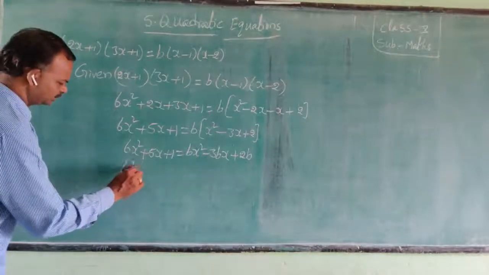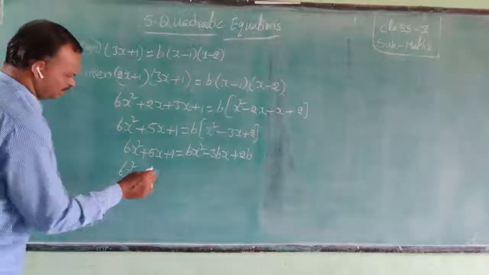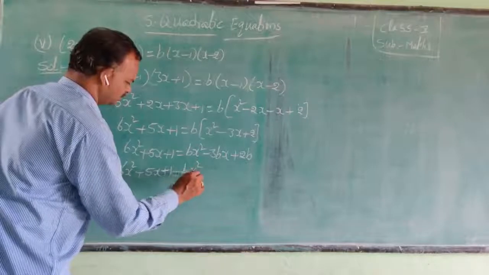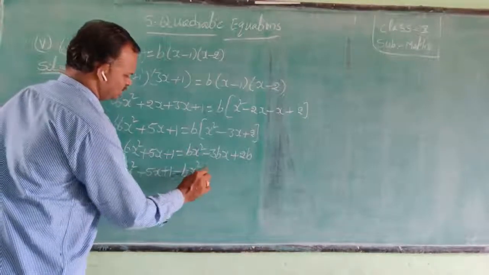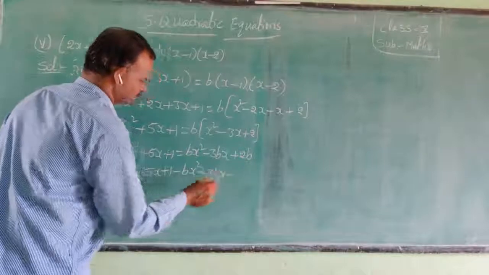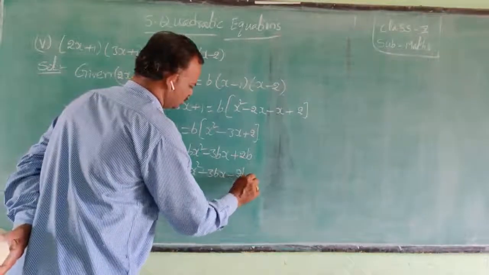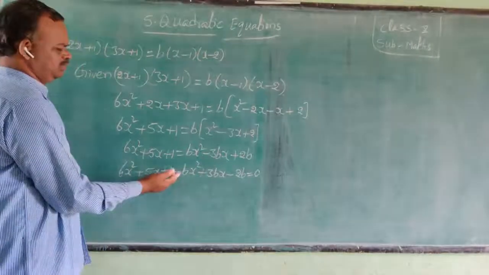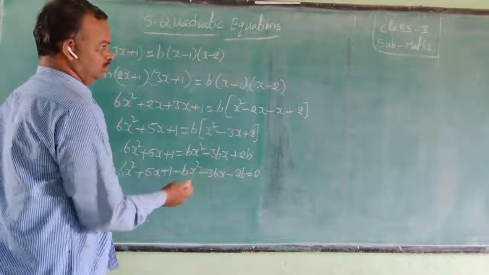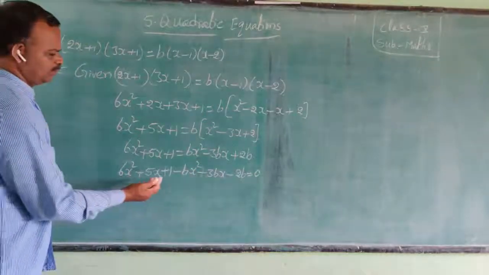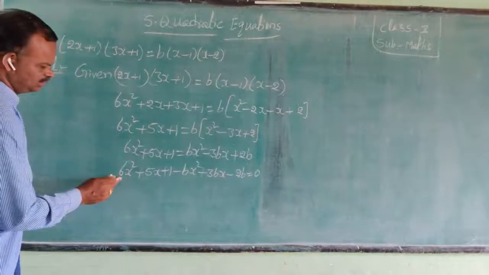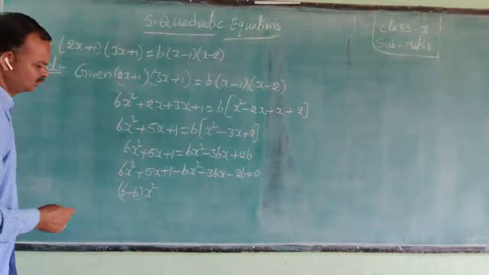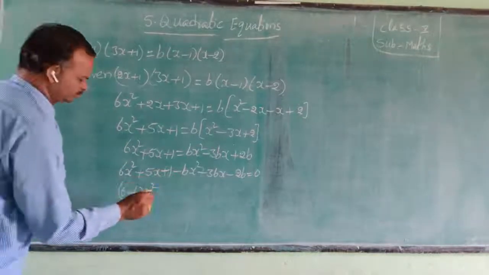6x square plus 5x plus 1 minus bx square plus 3bx minus 2b is equal to 0. All these values are transposed to this side. Next, we take x square common. The remaining value is 6 minus b into x square.